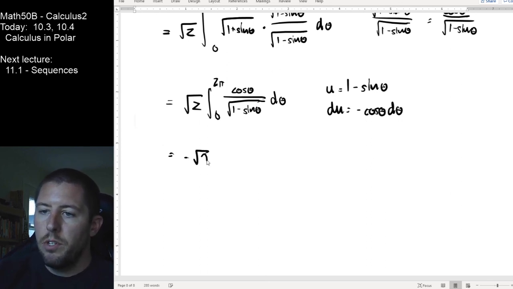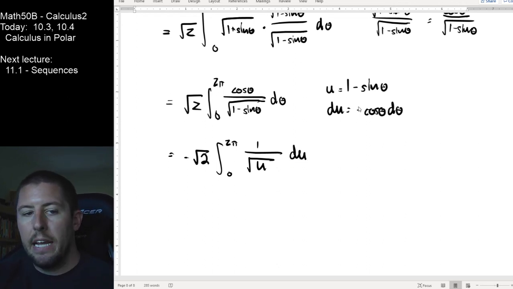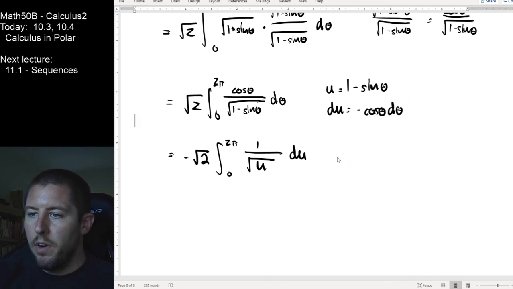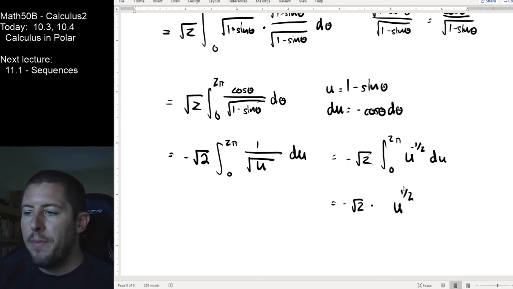So I'm going to get a negative root 2 integral from 0 to 2 pi of 1 over square root of u du. Notice that the negative sitting out front came from the negative in front of the cosine that's right here. I'm going to rewrite this a little bit more smartly as u to the negative 1/2, because I want to use the power rule here. I add 1 to the power to get u to the 1/2. If I were to take the derivative, it would pop down a 1/2, and I don't want half of it, I want a whole thing. So I've got to introduce a 2 as a coefficient sitting out front here.